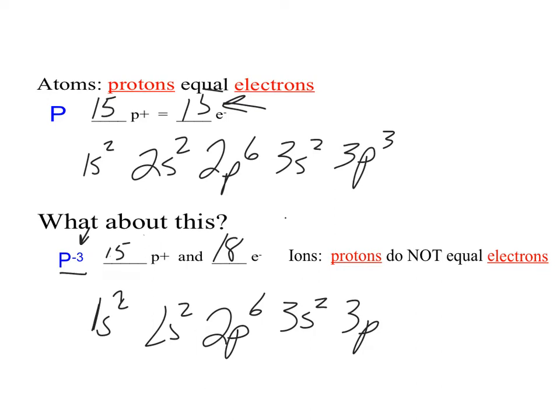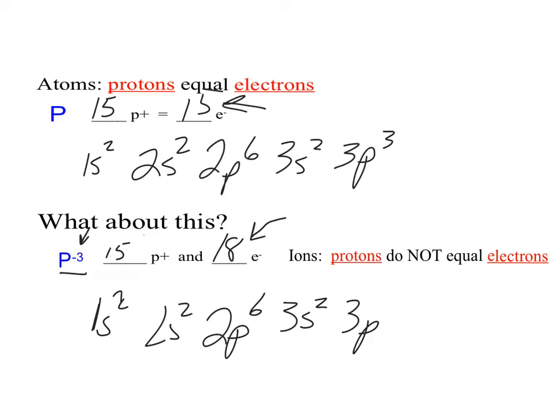I need to end at a total of 18 electrons, right? Because we're doing electron configuration. We're trying to figure out where all of the electrons in these atoms and ions are. So I have 2 in my 1s, plus another 2 in 2s is 4, plus 6 in 2p is 10, plus 2 in 3s is 12.